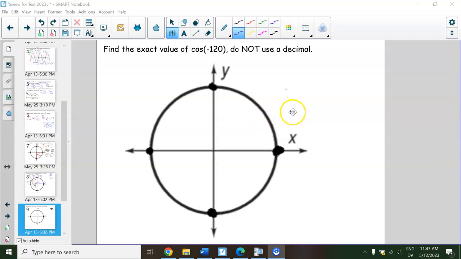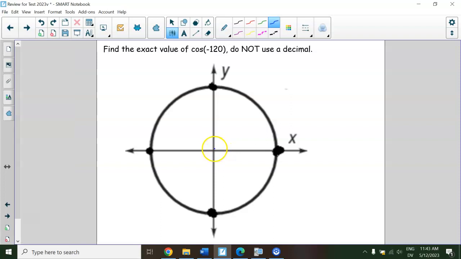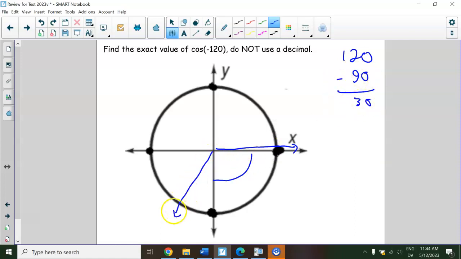Okay, exact values. The first step on these is you've got to draw the angle in the coordinate plane. On this one, we're going to draw a positive x-axis for our starting point. It's a negative angle, so we're going to go down. This would be down 90, and then I've got to go 30 more, right? To get to 120, if I've gone 90, subtract, I've got to go 30 more. So I'm going to estimate a 30-degree angle right there.